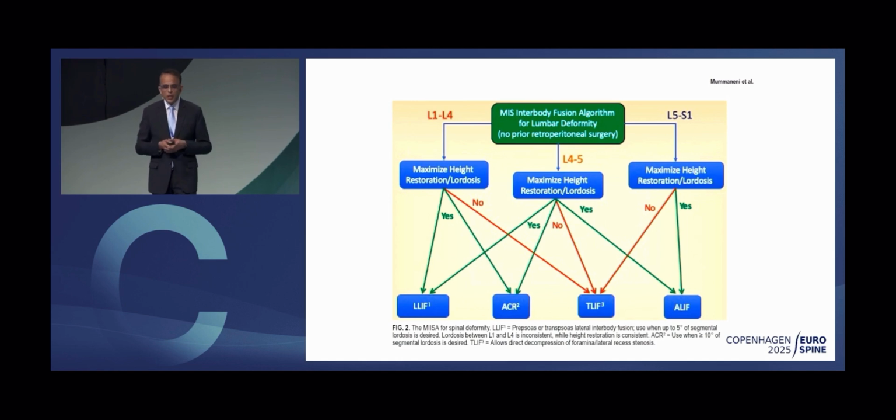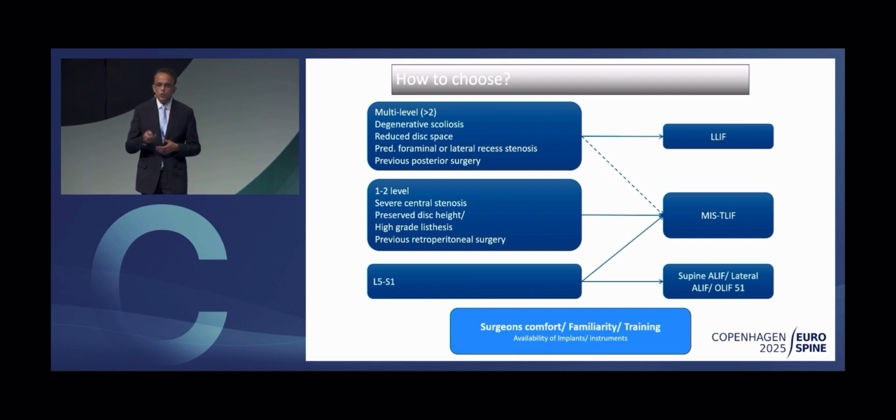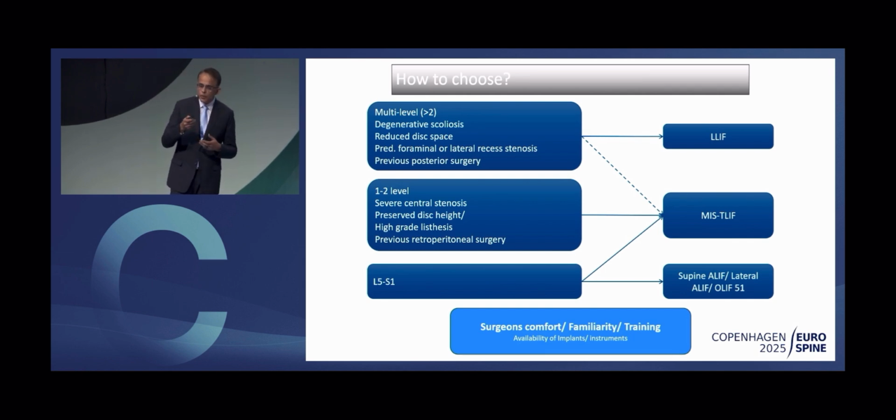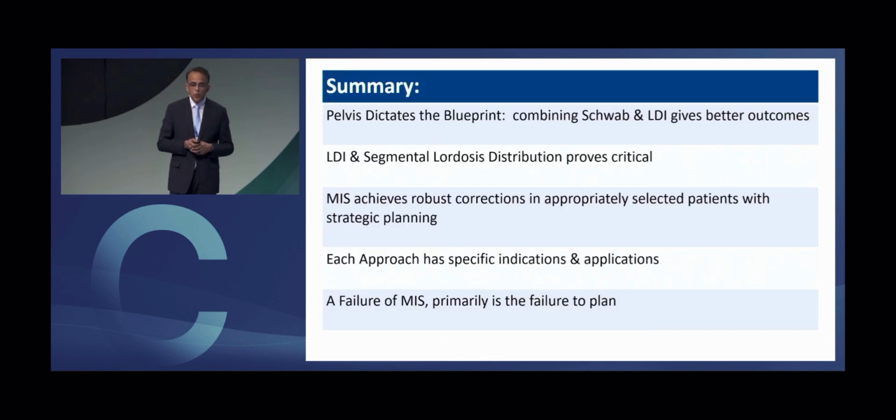So when to choose which technique, again the ISSG group has criteria, but broadly you have to believe that when you want to do a multi-level fusion, go for anterior or anterolateral. When decompression is required, and single or double level surgery you want to do, MIS-TLIF can give you an equally good result. At L5-S1, there is no alternative to OLIF, ALIF, but in a setup where you cannot do ALIF, if TLIF is modified in a proper way, you can achieve a better lordosis. Finally, surgeon's comfort, familiarity, and training decide which particular treatment you would want to choose.